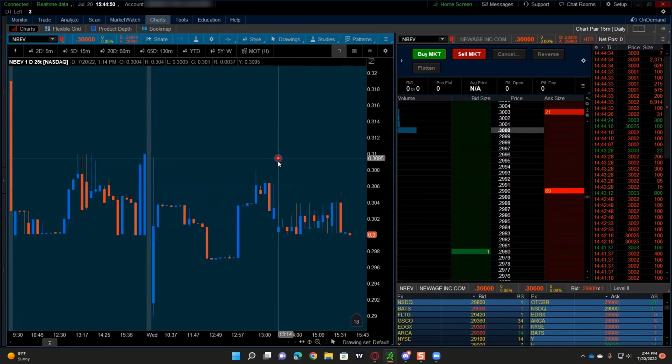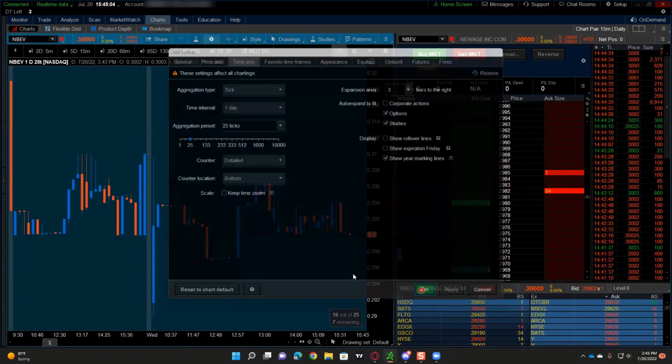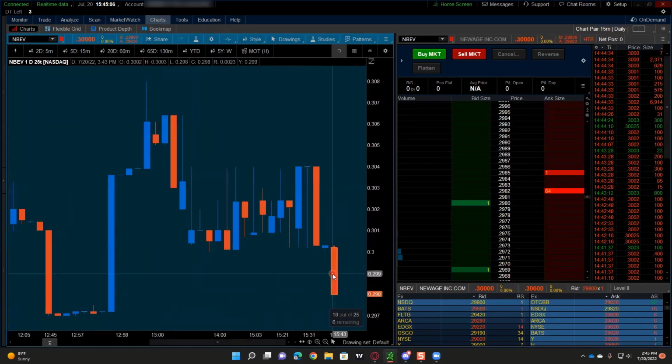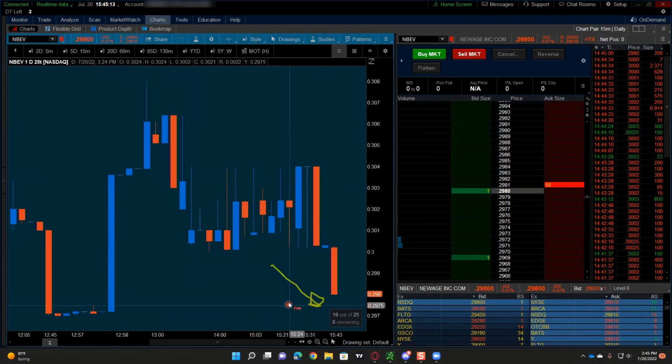Now, what this is doing is every time there have been 25 transactions, we get a new candle. We also can adjust the details so that it explains how many transactions we've had and how close we are to getting a new candle. For example, down here in the lower right, it says that we have 19 out of 25 transactions done at this point. So the next time the time and sales moves, we would expect to see this move, right?